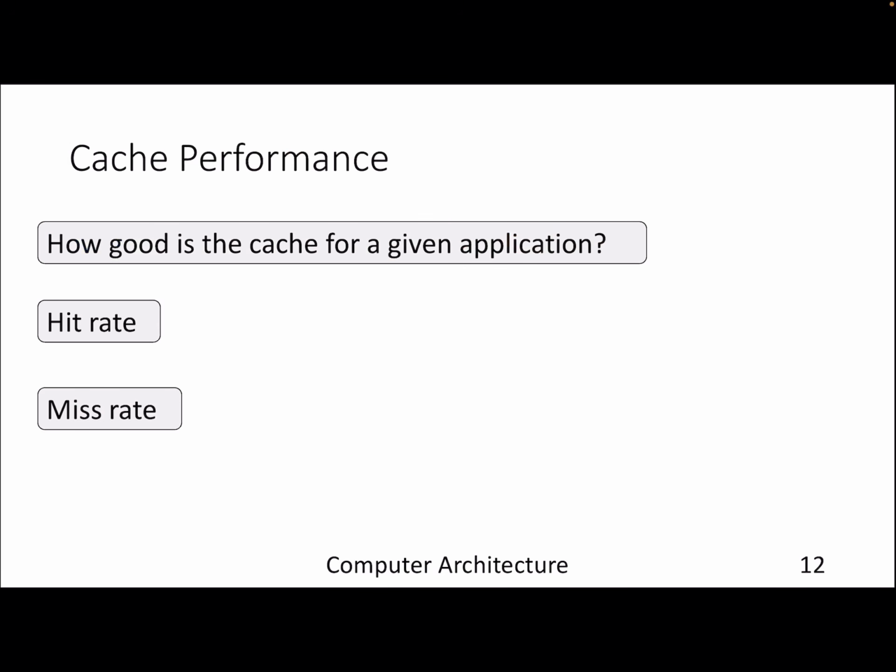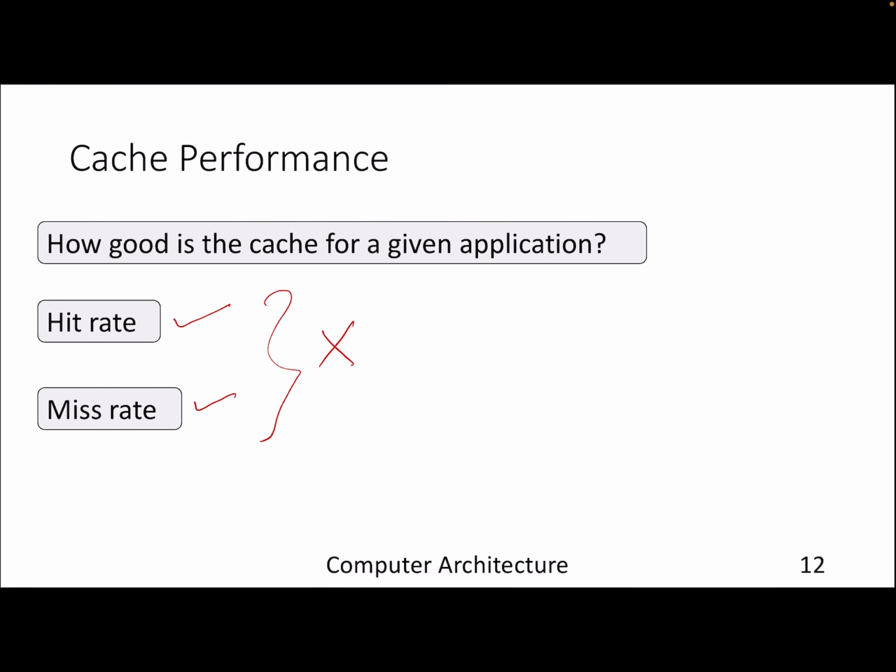Okay, so with all these trade-offs that we have discussed, we should have a metric that says how good our cache is for a given application or a given workload. So you can debate about hit rate, or you can debate the other way in terms of miss rate. But usually these metrics are actually not good enough.